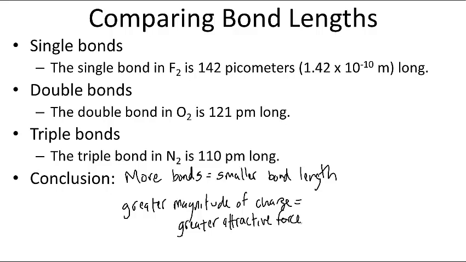So it makes sense that the N2 bond is smaller than the O2 bond, because in N2 they have 6 electrons that those two nuclei are fighting over. The nuclei aren't just attracted to 2, they're attracted to 6, right? So greater magnitude of charge means they're going to be pulling more tightly, which means they're going to be stuck together more closely. Right. So you need to know that double bonds are smaller than single bonds. Triple bonds are smaller than double bonds, or shorter, I should say.